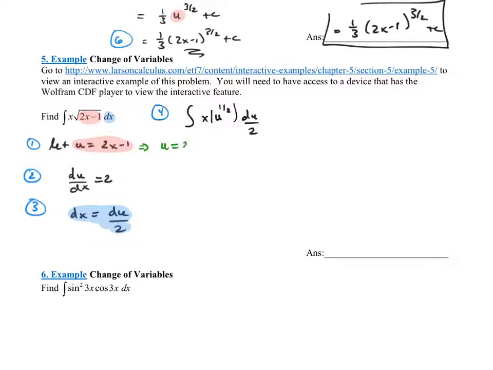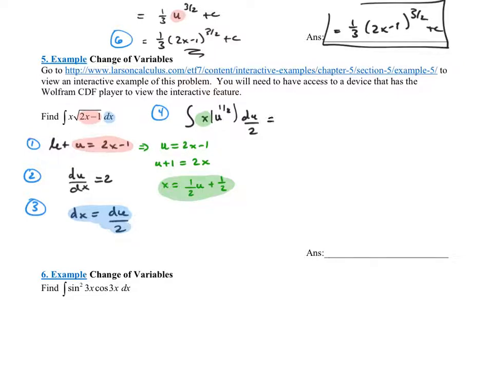If you know u equals 2x minus 1, you could add 1 to both sides and you would have u plus 1 equals 2x. Divide both sides by 2 and you would have x equals 1/2 u plus 1/2. I just divided each term on each side by 2. So now the idea is not only do I need to substitute in for u and dx, but I actually have to substitute in for x as well.